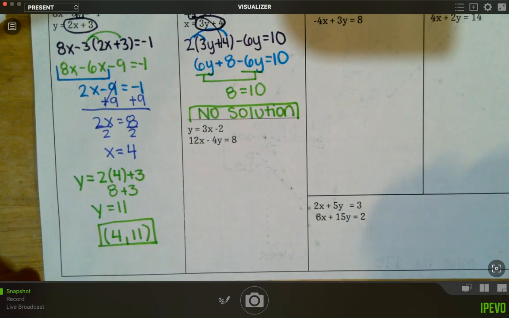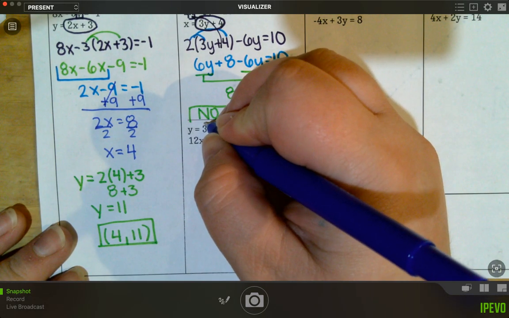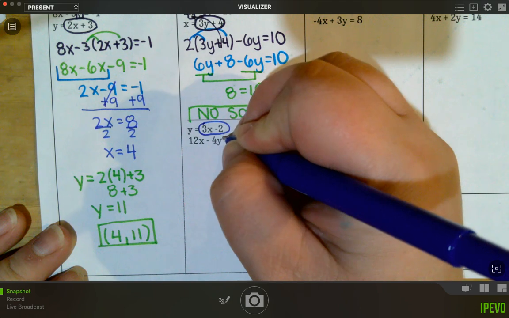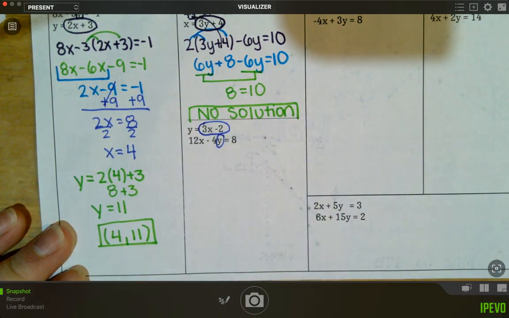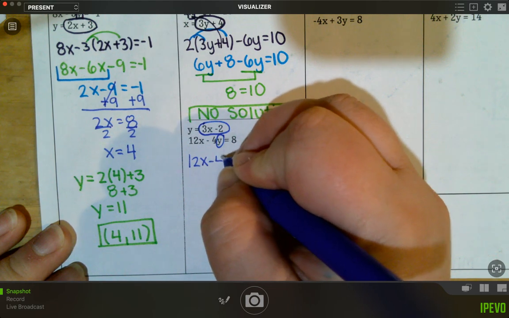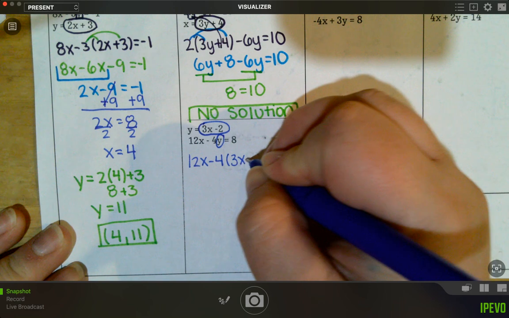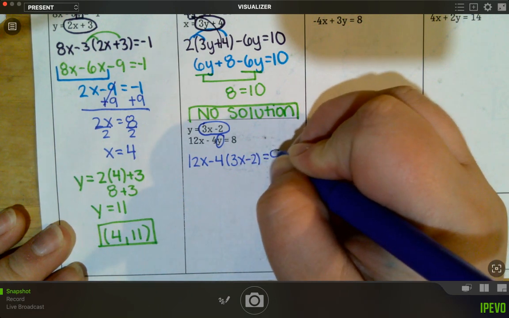And our last one, the top equation is y equals 12x minus 4. So we're going to take this and plug it in for y. And then instead of y, you're going to put parentheses 3x minus 2 equals 8.